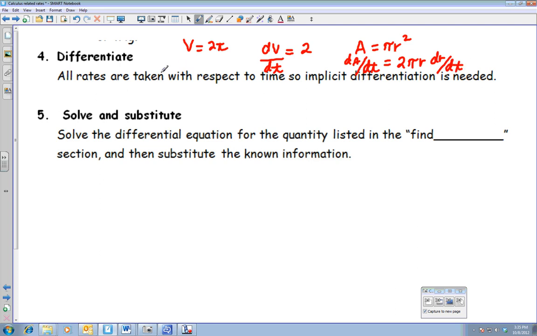Right, so that's what I mean when I say all rates are taken with respect to time, so implicit differentiation is needed. If I'm finding the derivative and it's anything other than a t, I have to write that dv dt down, or dr dt. Okay, and then step 5, solve and substitute. And once we start looking at examples, you'll kind of know more what I'm talking about.